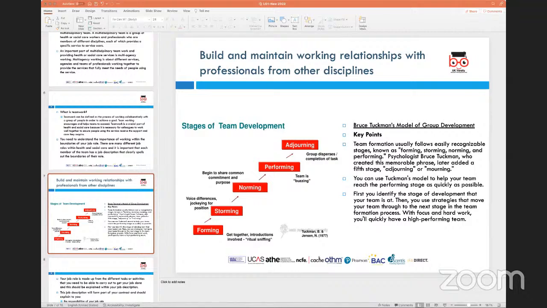And the forming stage basically is wherein people are put together by managers. They get to know each other. There is very little agreement on what the aims and objectives are, and everybody is trying to focus on and put their viewpoint forward. And that is why it is a forming stage. So people are getting together.